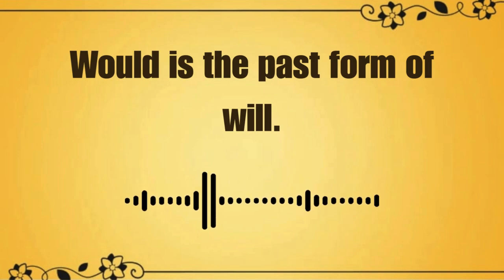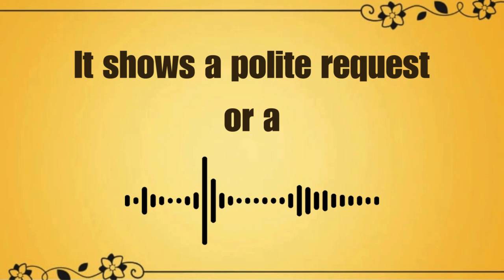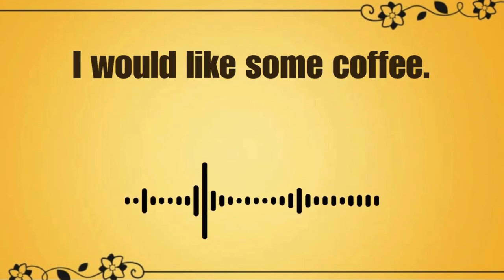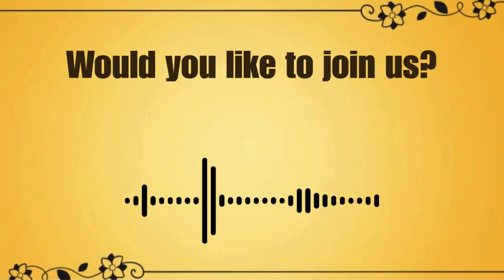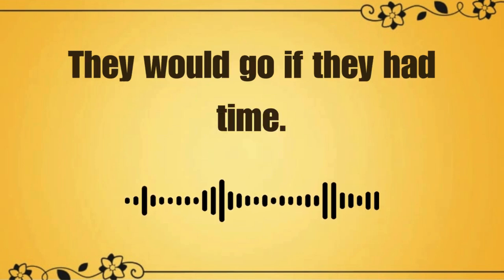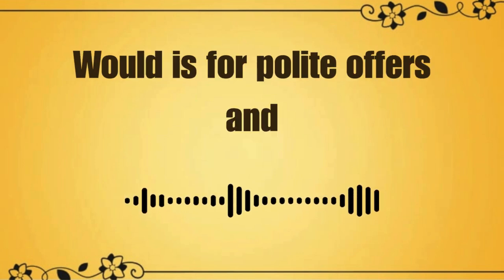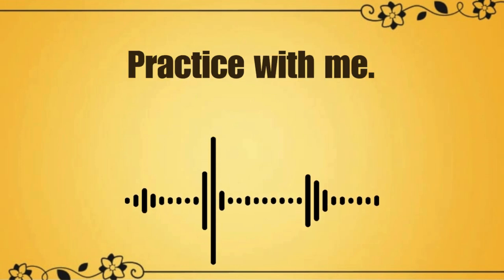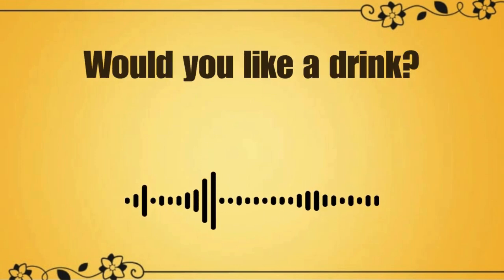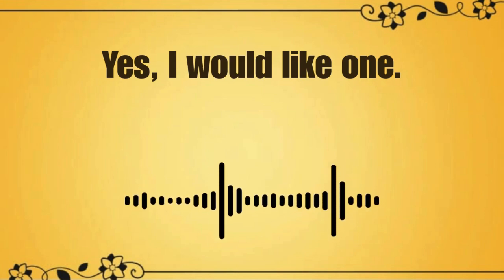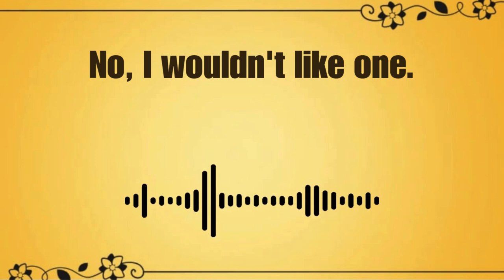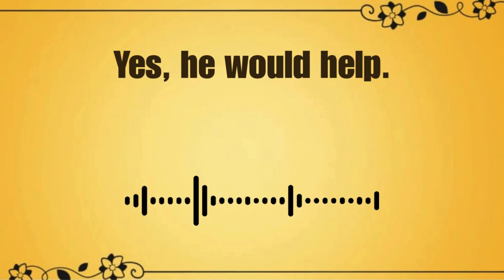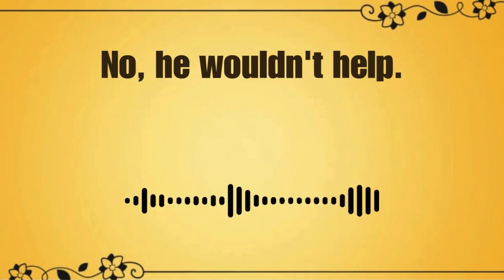Now, let's learn about would. Would is the past form of will. It shows a polite request or a hypothetical situation. I would like some coffee. Would you like to join us? They would go if they had time. Would is for polite offers and imaginary situations. Practice with me. Would you like a drink? Yes, I would like one. No, I wouldn't like one. Would he help if he could? Yes, he would help. No, he wouldn't help.